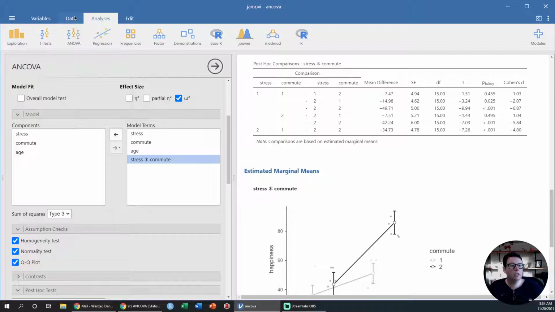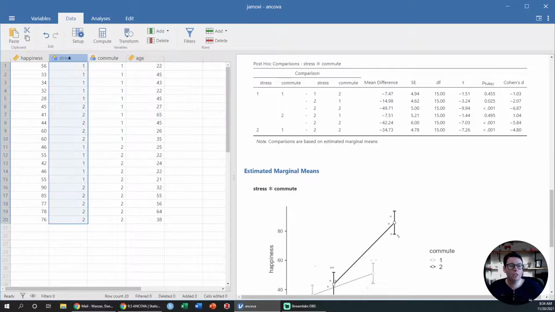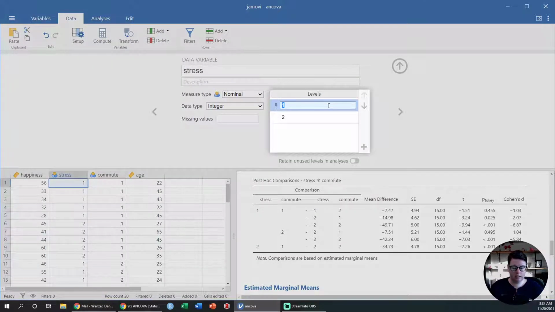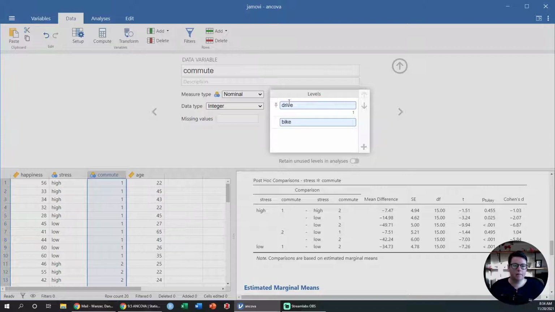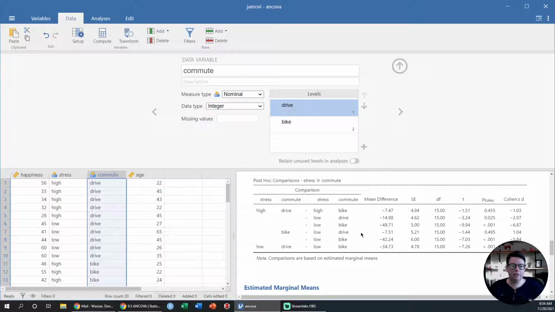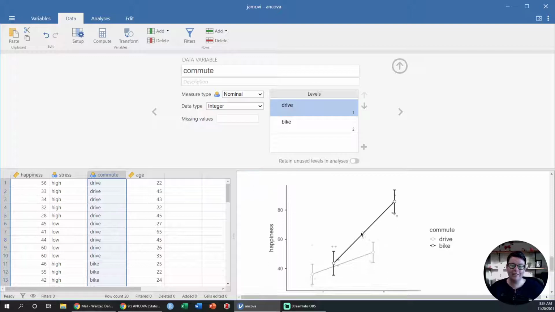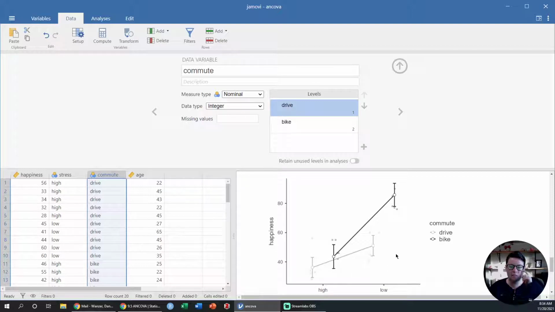I should really change this, this is getting annoying. So stress, this is high and low. And this is drive and bike. And now it's going to change everything. And now I can interpret this a lot easier. And now drive and bike, awesome.